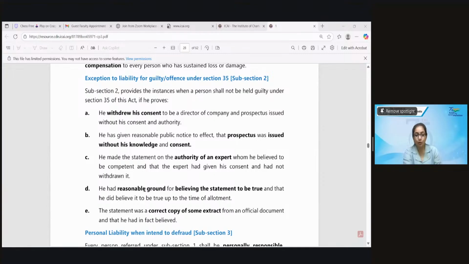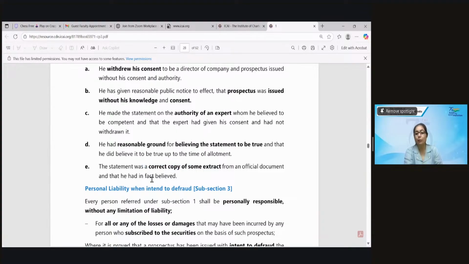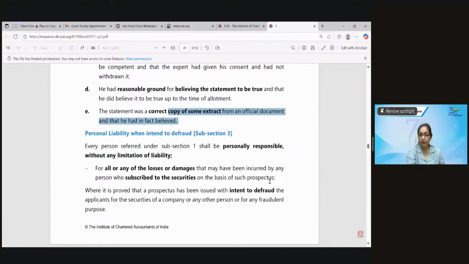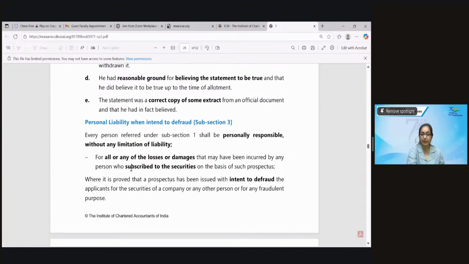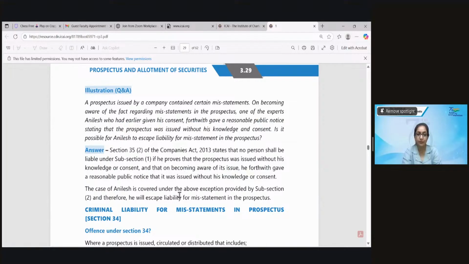And for section 34 also they have given the 2 points. He had the reasons to believe that the statement was true, or he has relied on the correct copy of the official document. यहाँ पे लिख लो, for example, audit report. जो मैंने आपको example दिया था, children. You can write down, for example, on the audit report if you are relying. So when do you become personally liable? All these people under subsection 1 will become personal liable, means there is no limitation on their liability for all the loss and damages that they have suffered on the basis of prospectus. It is proved that the prospectus, if it is was to defraud the creditors.